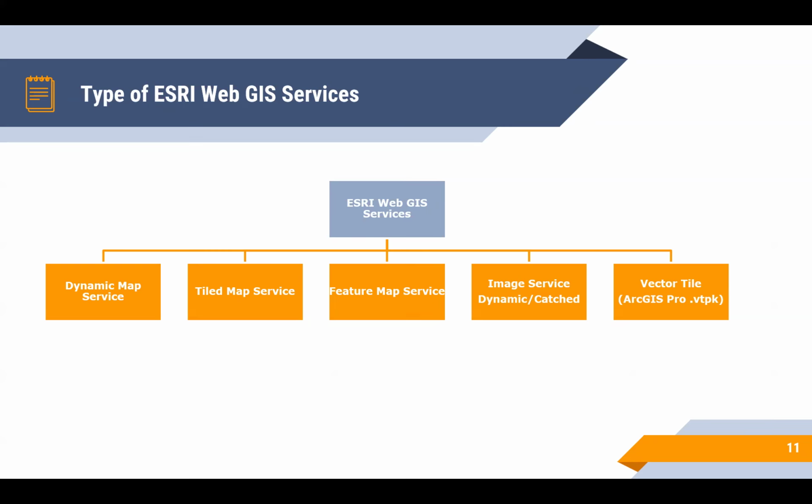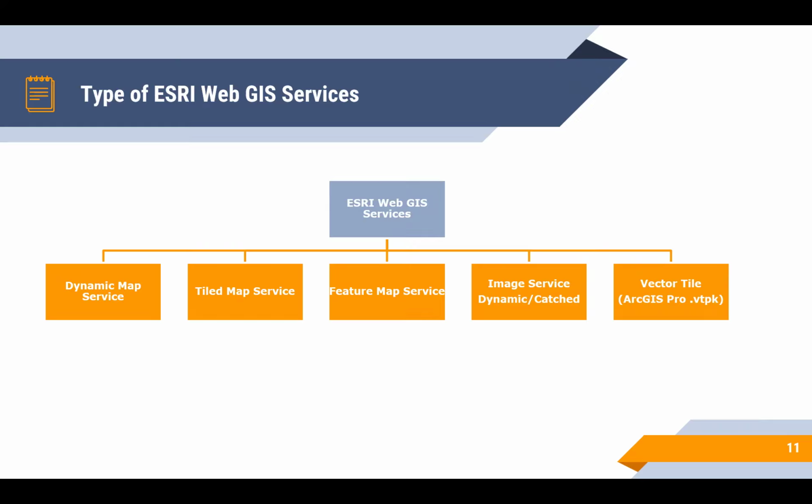Dynamic map service is the same WMS we have learned. Tile map service, this is what? Tile map service is basically what? Here you cannot edit anything. This will give you data in tile format. Feature map service, this is the WFS.